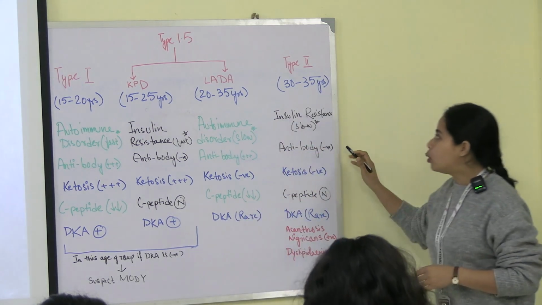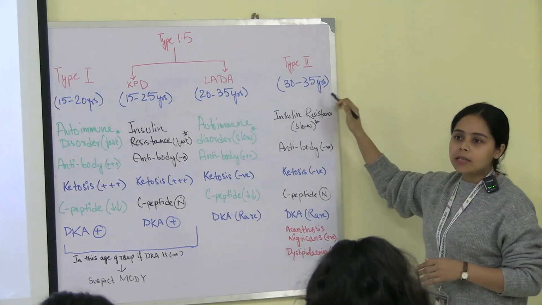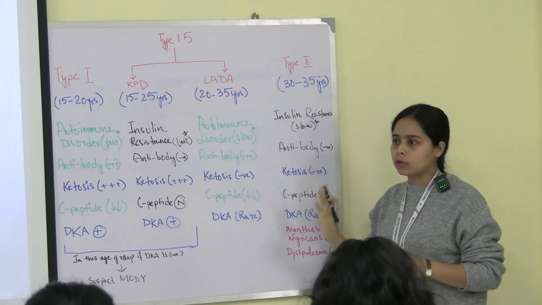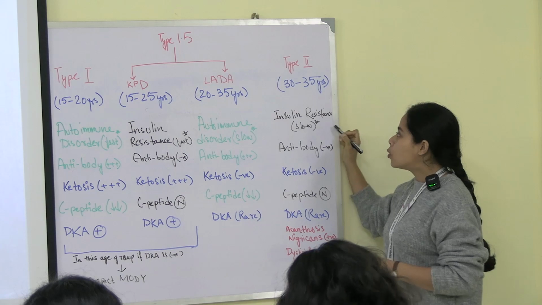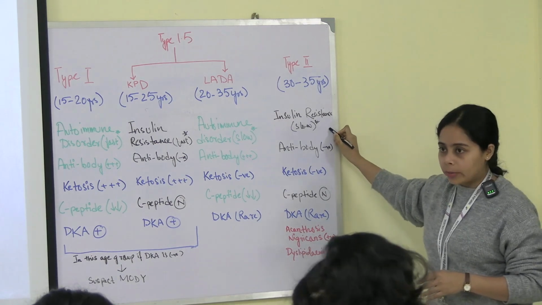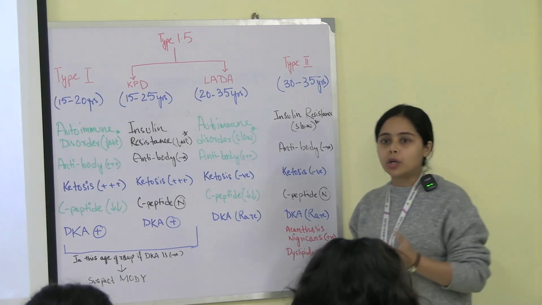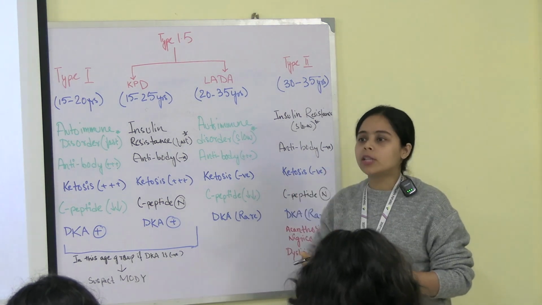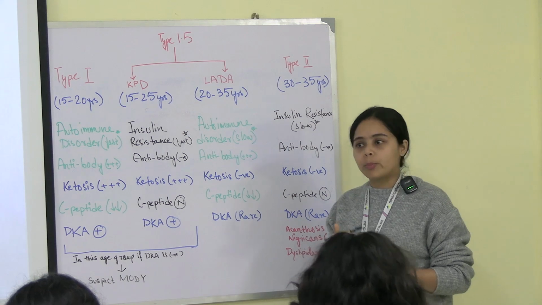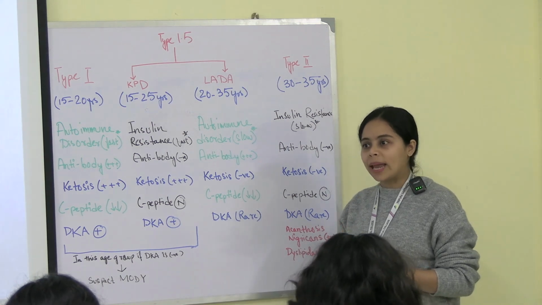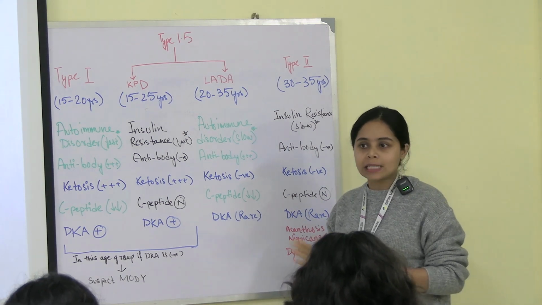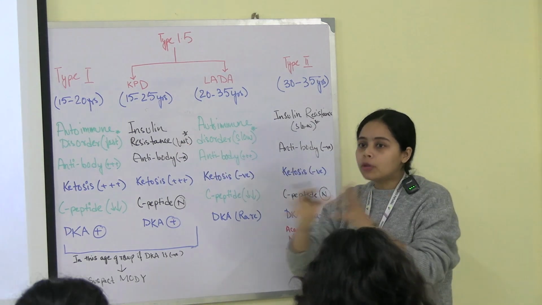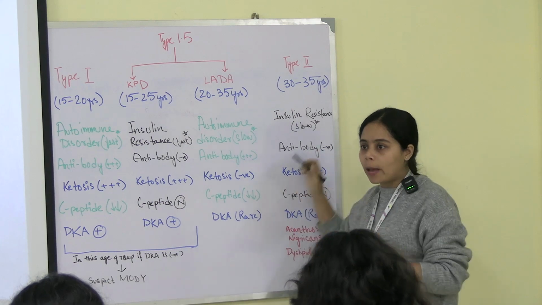Now coming to type 2, the average age starts from 30 to 35 and it can be more also, 50, 55 also. This is just an average age. So this is an insulin resistance diabetes. Insulin resistance means, what do you understand by resistance? I'm giving you something, but you are resistant to it. It means the body is producing insulin, the pancreas is producing insulin. There is nothing that is stopping it, like in type 1, where the immunity was killing the beta cells. That is not happening in type 2.